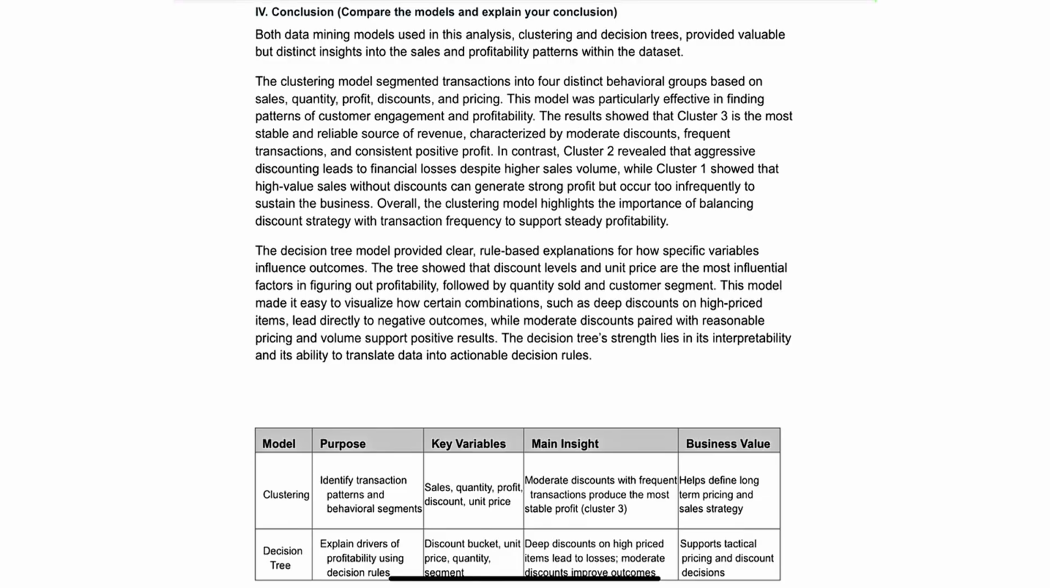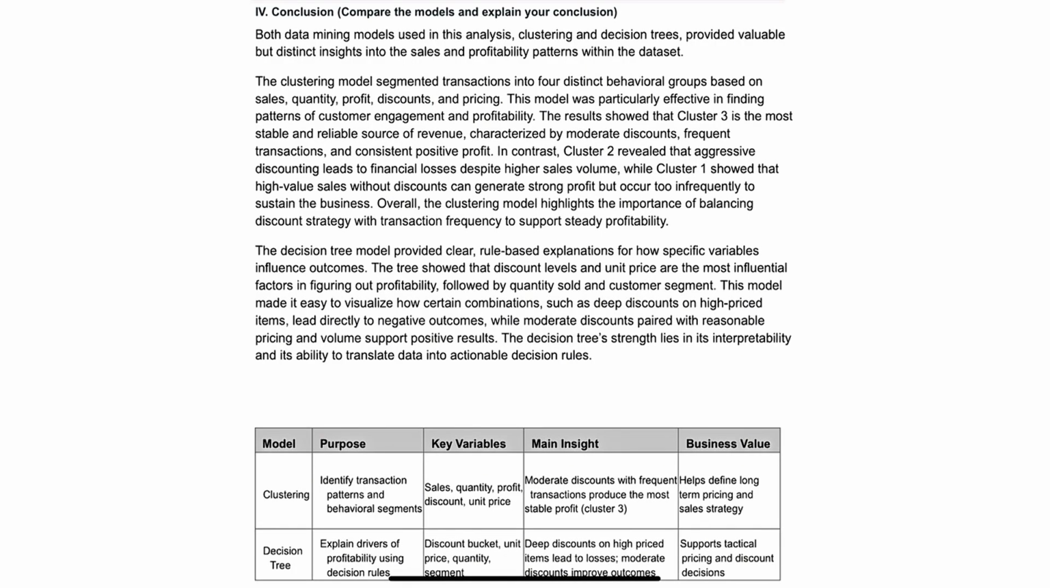One of the strengths of the decision tree is its interpretability, as it translates complex data relationships into clear, actionable decision rules. When we compare both models together, the comparison table in this section highlights how they complement each other. The clustering model provides the big picture by identifying stable versus risky sales behavior, while the decision tree explains the specific drivers behind those results.